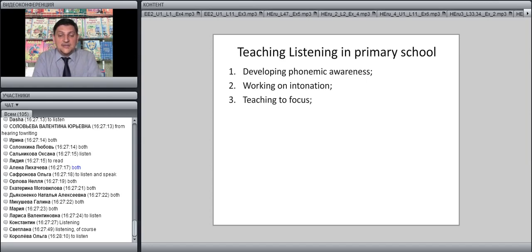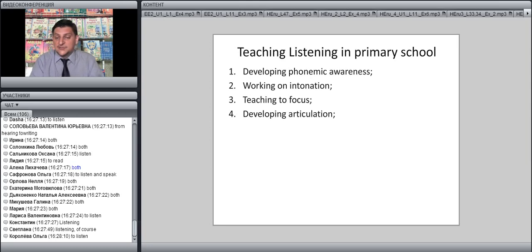Another important thing is teaching students to focus. You know that part of a big problem in primary school is that young learners cannot focus for a long time on one and the same thing. That's why the texts, and especially listening texts in primary school, should be fairly short, but at the same time, we need to teach students to focus. And we'll have a look at examples of how and what can be done.